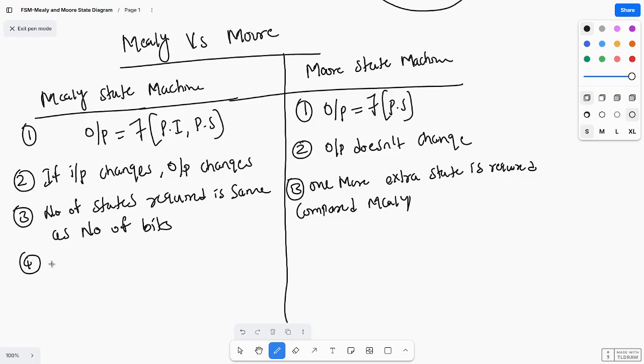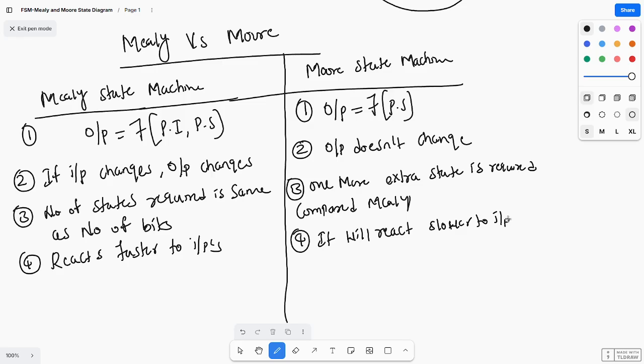Mealy will react faster to inputs. Moore will react slower to inputs, one clock cycle later.